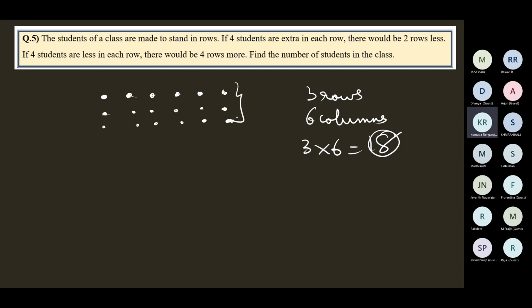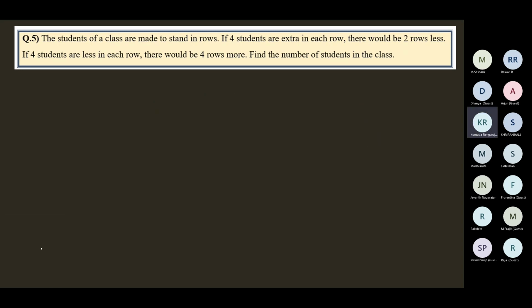How many rows? 3 rows. How many students in each row? 6 students in each row. That is 6 columns. Okay. So the students of a class are made to stand in rows. If 4 students are extra on each row, there would be 2 rows less.